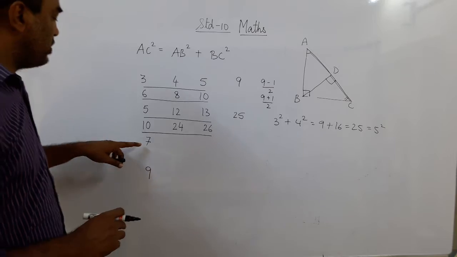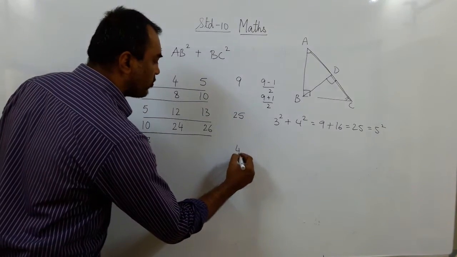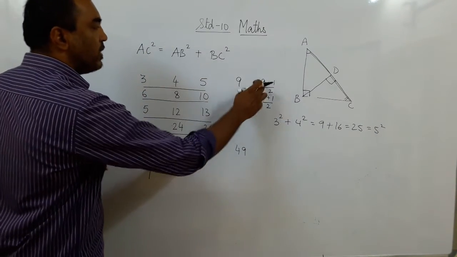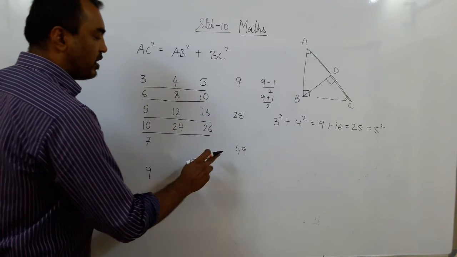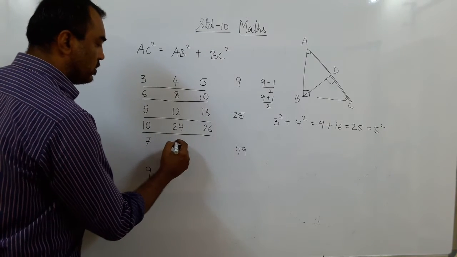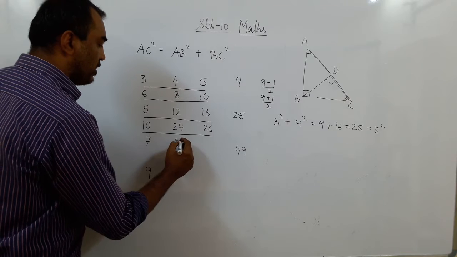We'll continue the same method. 7 square is 49. 49 minus 1 is 48. 48 divided by 2 is 24.